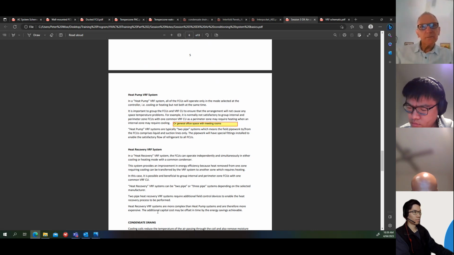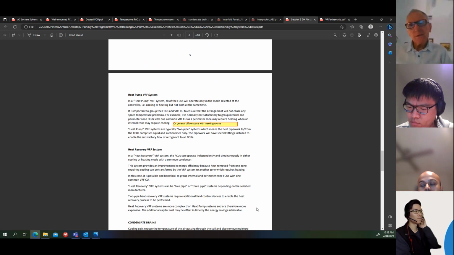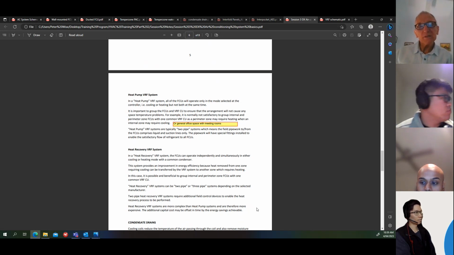And the additional capital cost may be offset in time by the energy savings achievable. So if you're looking at a heat recovery system, there will be a higher cost, but you might be able to justify that by saying that there will be energy savings. You can calculate the energy savings and see how long it's going to take to pay that off, pay the investment back.